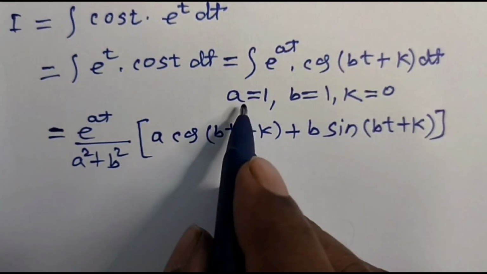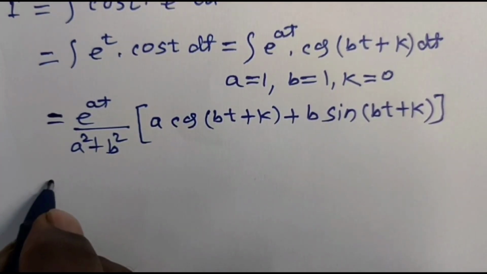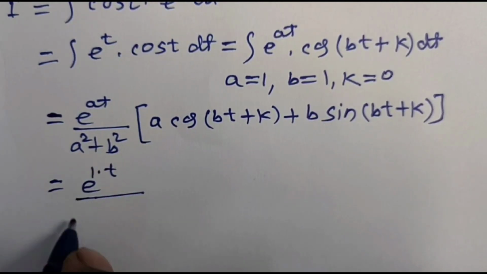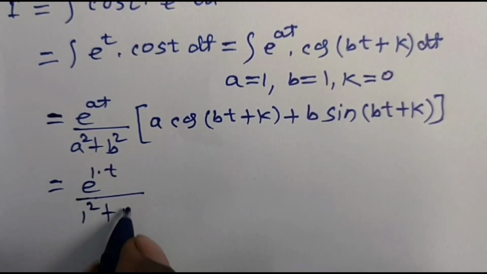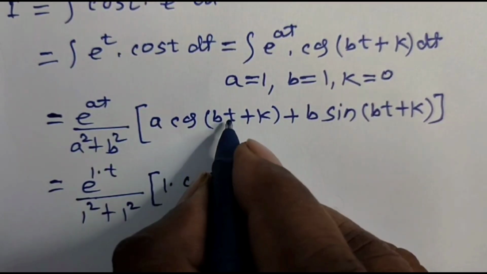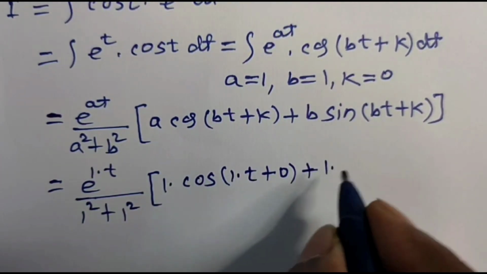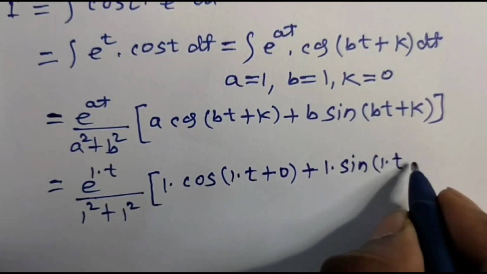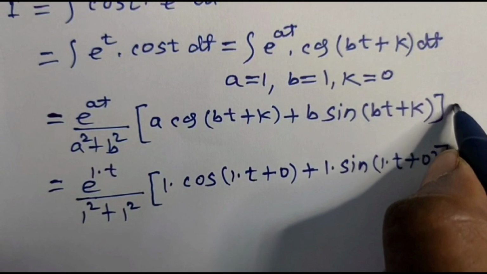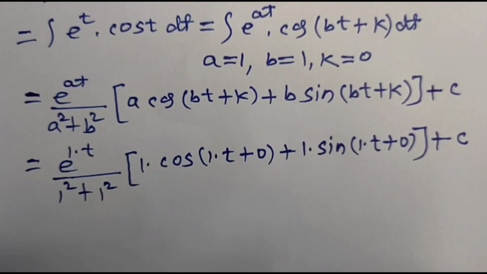Now put the values of a, b, k on the right hand side. So this can be written as e to the power 1 times t divided by 1 square plus 1 square into bracket 1 into cosine of b into t, b is also 1, plus k is 0, plus 1 sine of 1 into t plus 0 plus integral constant c. You can add the integral constant c here also. Okay, now simplify and get the answer.